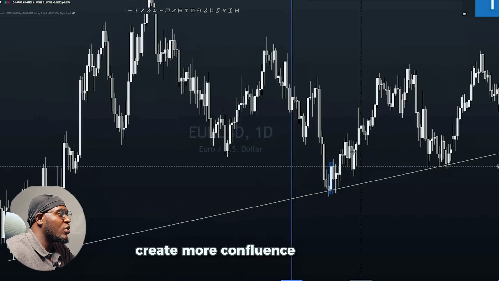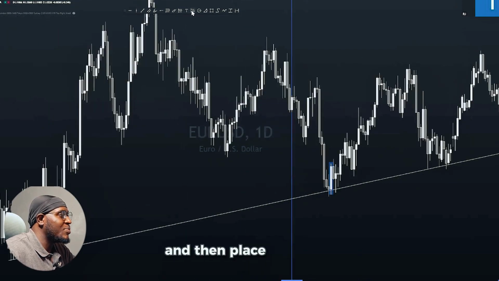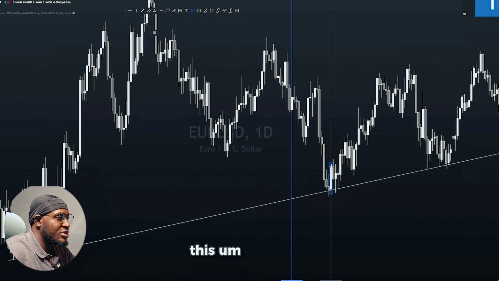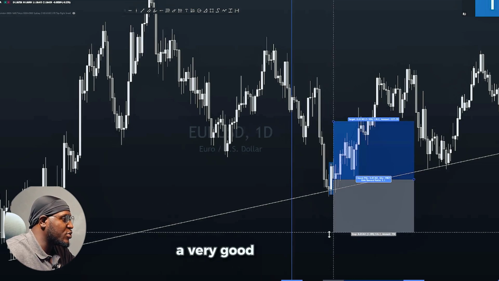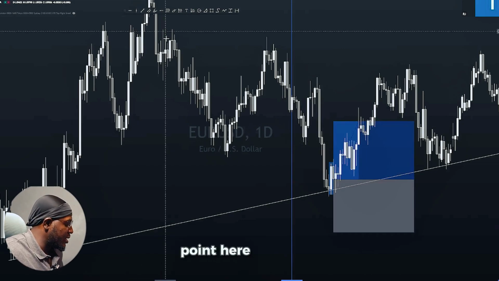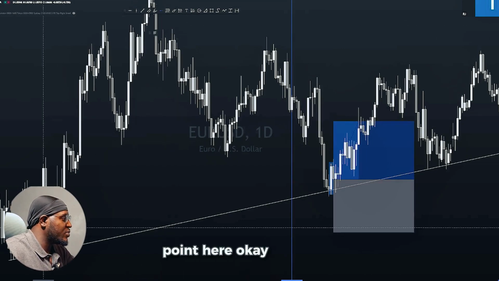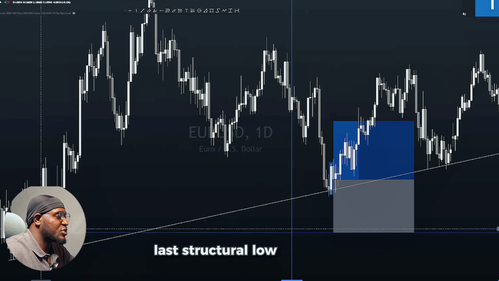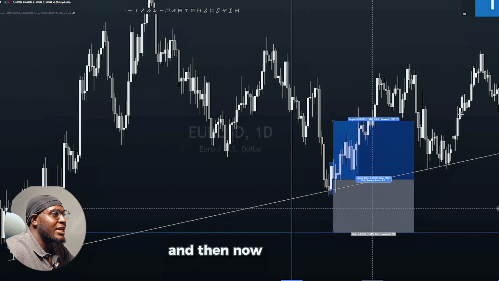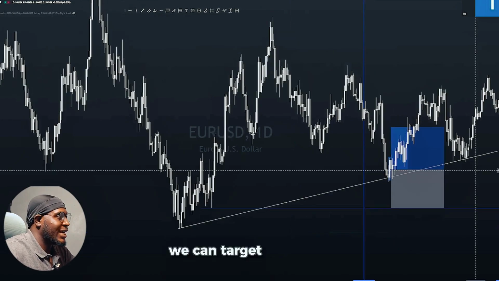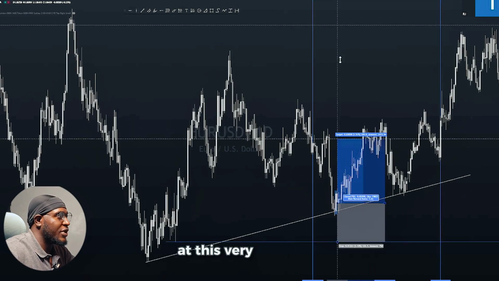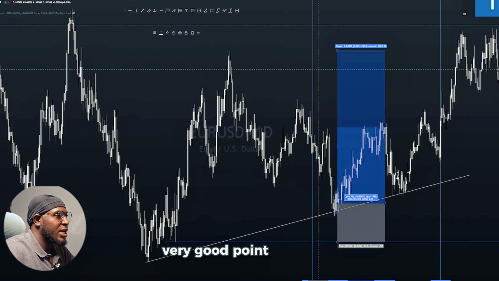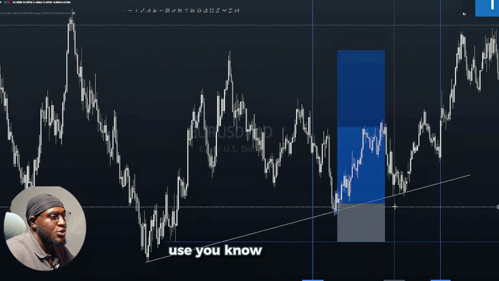Now we can create more confluence and then place a trade on this trend line after prices pulled back down a bit, and then we can have our stop loss just right under a very good structural low, which was this point here. Okay, we see prices at this point here. This was the last structural low, and then we set our stop loss here, and now we can target higher to where the last previous structural high was at this very good point here. And that is how you use the trend line.